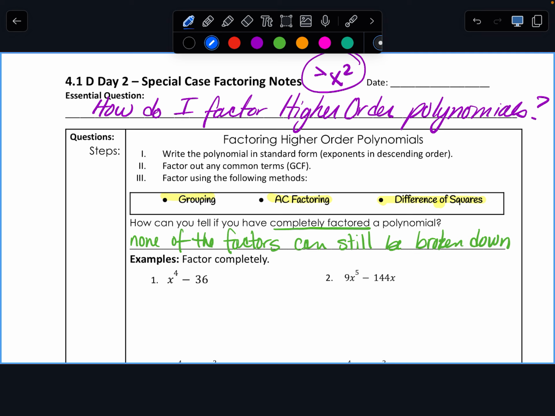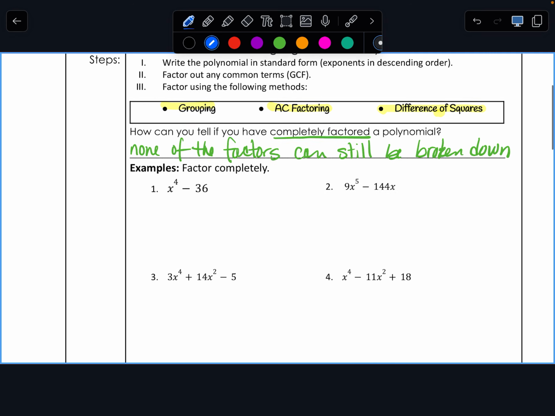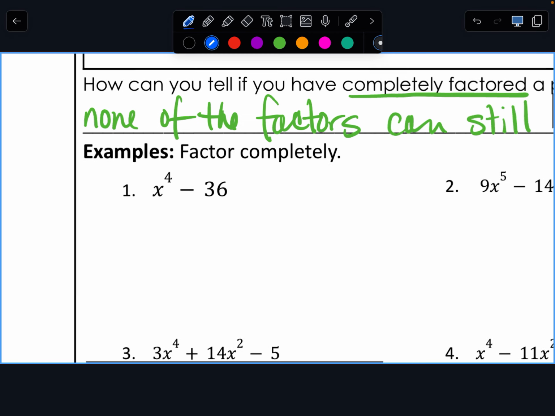So when we look at this first one, that's the reason this is higher order. That's not squared, obviously. So this is what makes it a higher order. But we're still going to go through the same steps. Remember that I said that you take the square root of both sides. So I need the square root of x to the 4th and the square root of 36.